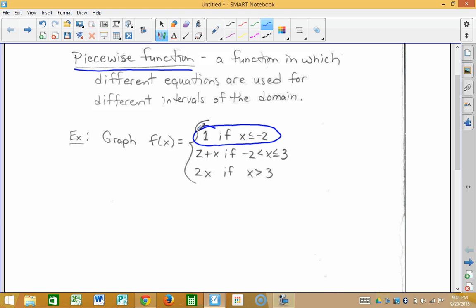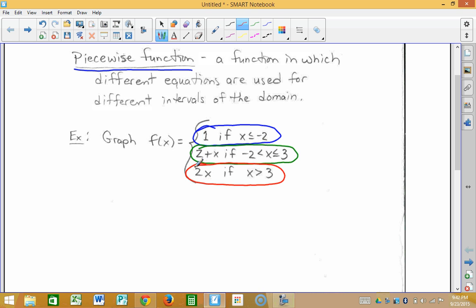1, if x is less than or equal to negative 2. The second part, 2 plus x if x is between negative 2 and 3. And the third part is 2x if x is greater than 3. So maybe a better definition of a piecewise function, it's basically a graph that is broken up into pieces. So what we have here is three pieces of a graph.